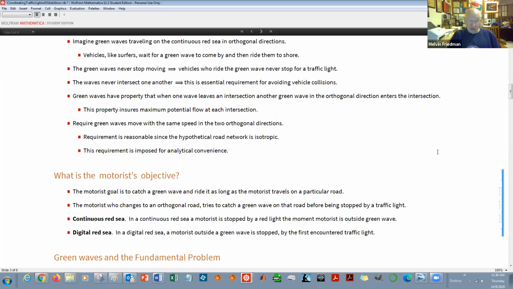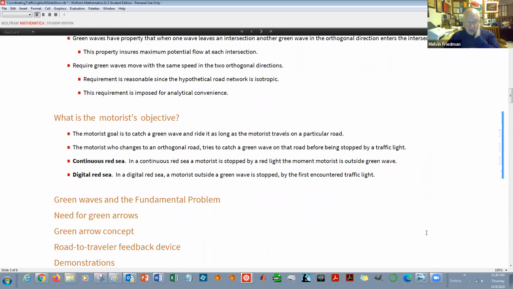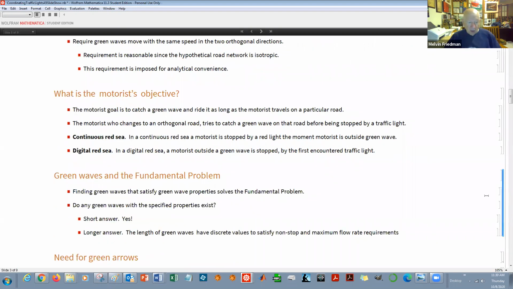In a continuous red sea, a motorist is stopped by a red light the moment a motorist is outside the green wave. In the real situation where you have a digital red sea, the motorist is stopped if he's outside a green wave when the motorist first encounters a traffic light. Okay, so now we introduce the idea of green waves in the fundamental problem. So if you can find green waves that satisfy green wave properties, you will have solved the fundamental problem.